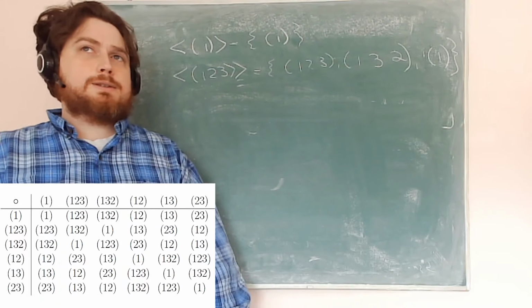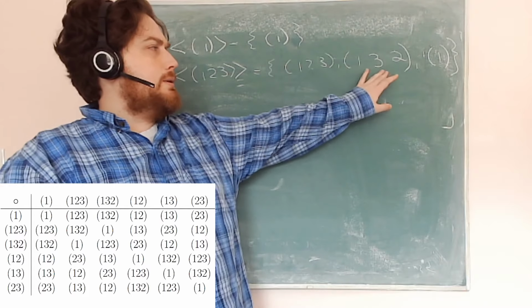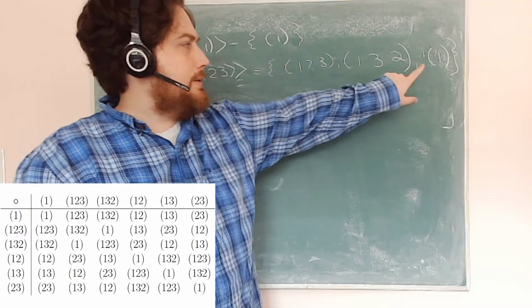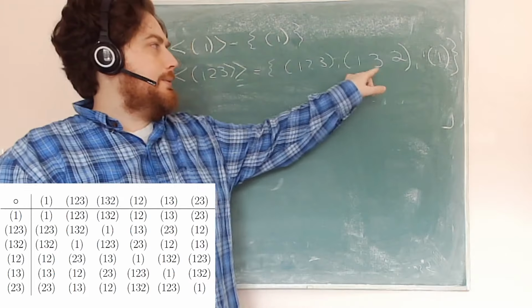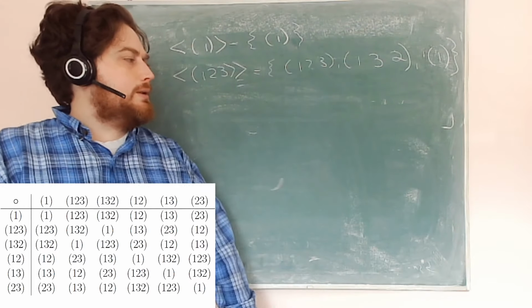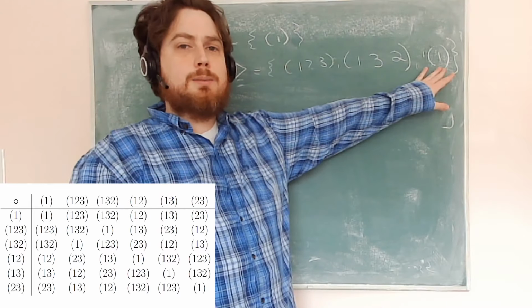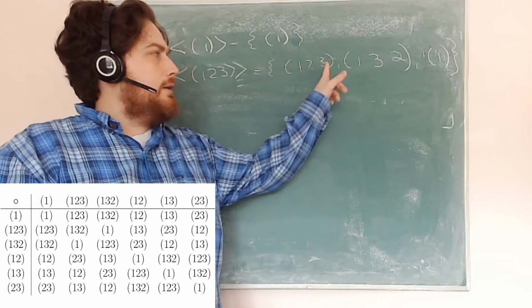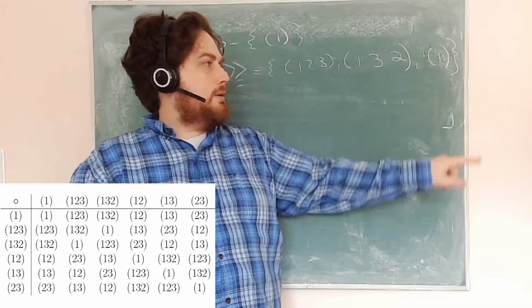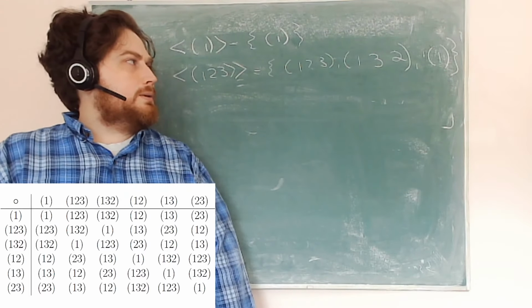Now I should be careful and make sure this is closed under compositions. Well, if I take these two, I get this one; these two, I get that one. So if I take any two of those, I am closed under compositions. I have the identity in here, so I'm closed under identity. And these two are inverses, and this is its own inverse. Therefore, I am also closed under inverses.